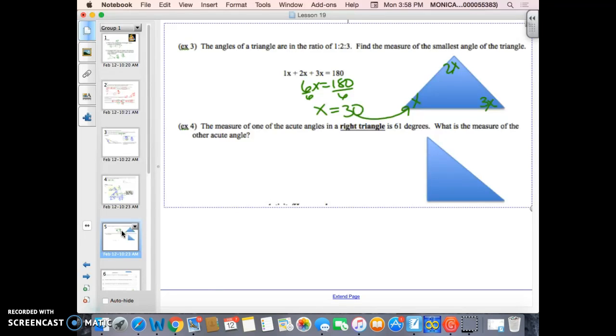Okay. Example 4 says one of the acute angles in a right triangle is 61. So I know this is 90. So I'm going to say this is 61 degrees, and we want to know what this one is. Well, there's a couple ways to do it. Using the theorem, though, I'm just going to do 90 minus 61, because I know that these two angles have to add up to 90 degrees. And I end up with 29 degrees. So one angle is 29 degrees.